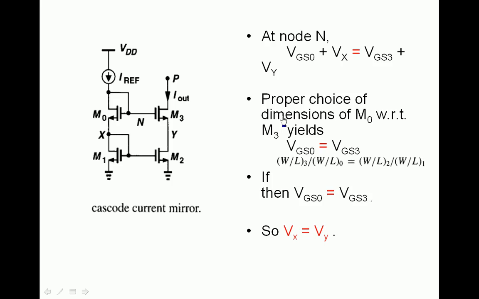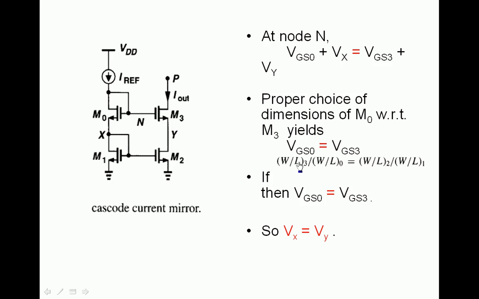If you choose proper dimensions of M0 with respect to M3, that will be giving VGS0 is equal to VGS3, so that we can ensure Vx is equal to Vy. At this node N, whatever the equation we have written, if you are making VGS0 is equal to VGS3, can we say Vx is equal to Vy or not? Definitely. So how to make VGS0 is equal to VGS3? For that, we are making proper dimensions. W by L ratios are going to be chosen properly, such that VGS3 is equal to VGS0.